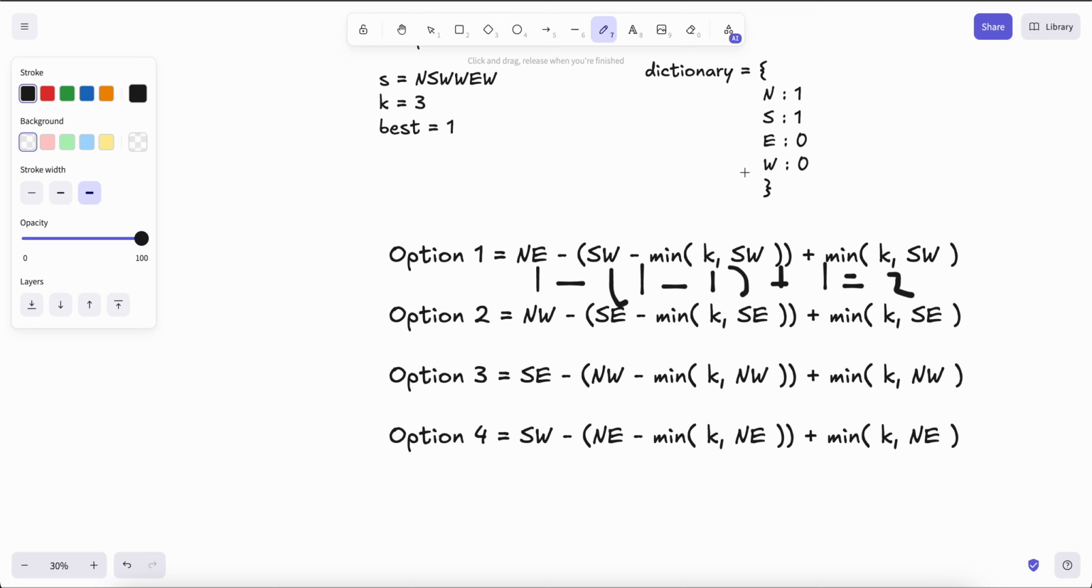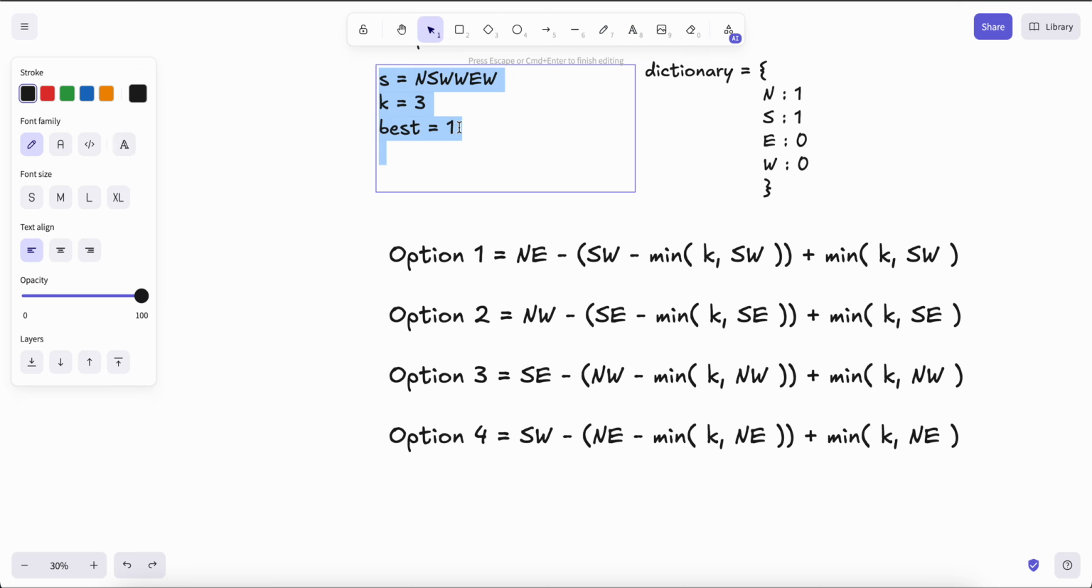Similarly, NW is 1 minus SE is 1 minus, the minimum value will be 1, and then you will have to plus 1. In this case also the option 2 value is 2. If you do the same thing, you also will find that this option is 2 and this option is 2. Alright, moving on, we have to update the table. Now the best value in the table becomes 2 for index 1.